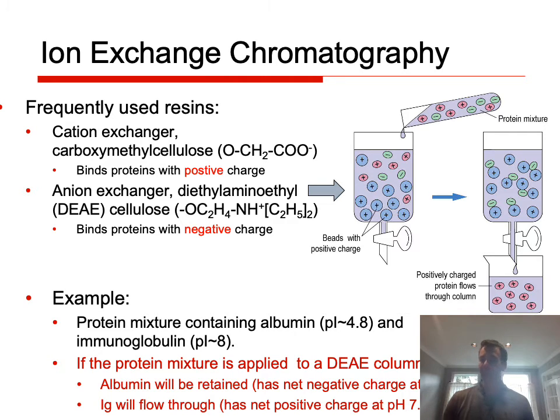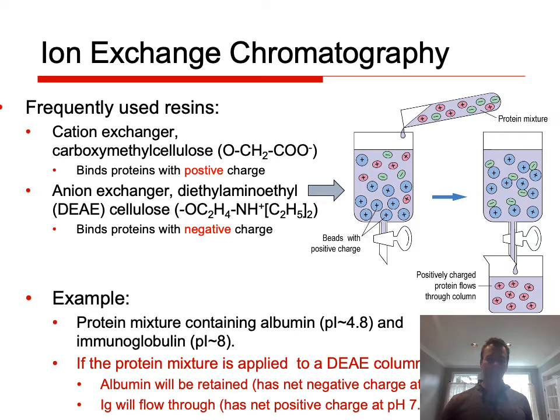Another form that people use is ion exchange chromatography. So instead of size, you're purifying your protein based on charge. And there are two main resins that people use: a cation exchanger. The cation exchanger binds proteins with a positive charge because the resin itself has a negative charge on it. Whereas the anion exchanger binds proteins with a negative charge because it has a positive charge on the resin.